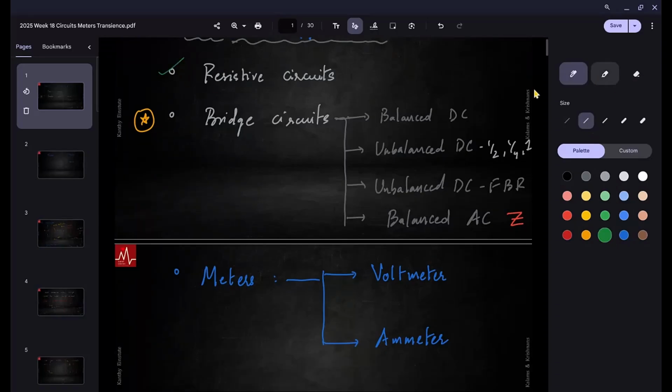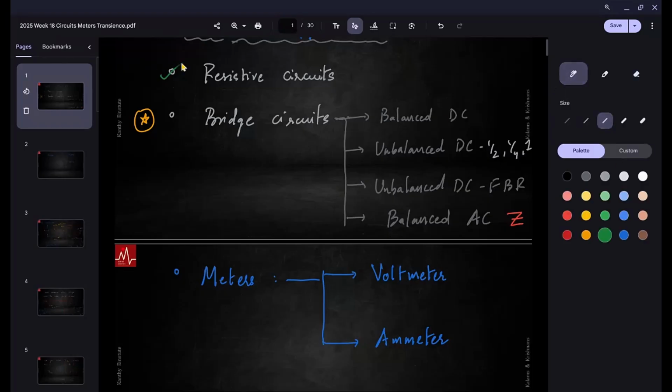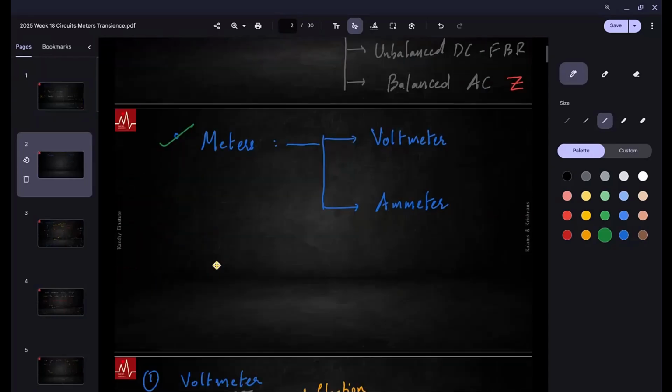Done. Bridge circuits is important because it is at the intersection of circuits and measurements. At least every 2 years there is a question. It's like tossing a coin, heads or tails: there is a probability of getting a question here. This is an application of circuits and measurements.